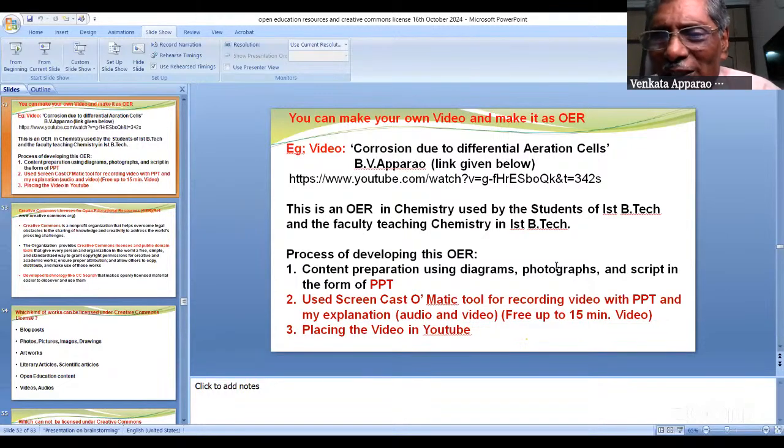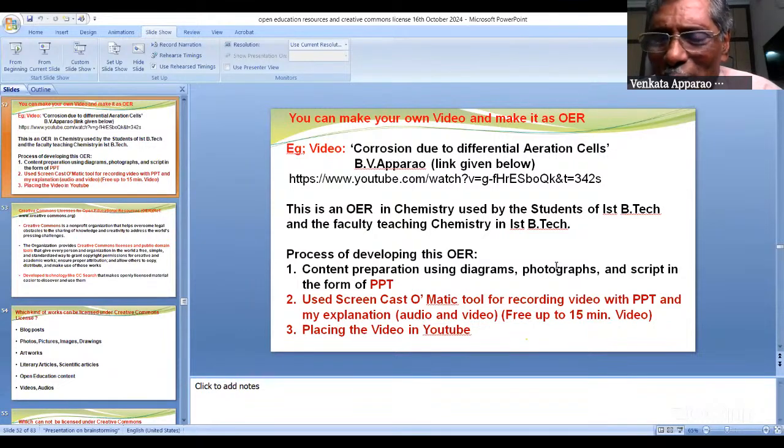Or audio only or video only, because you are making use of the PPT and you are explaining simultaneously. You can say both screen and audio, both. You click there. Then record. There will be, at the bottom, shown in red, record. You click that. Then it will show 3, 2, 1, start.